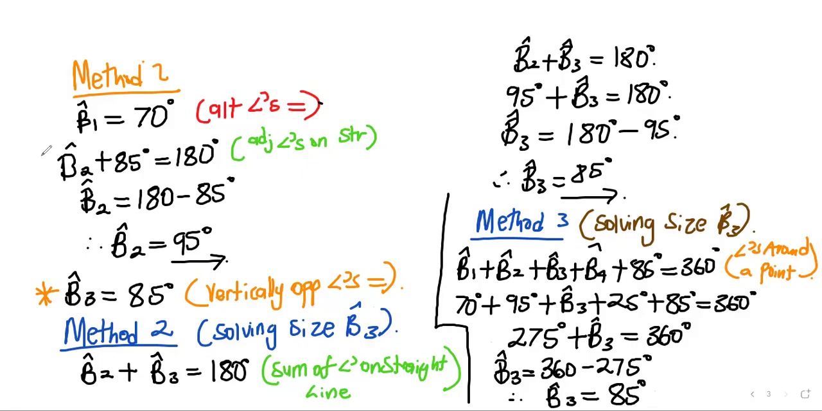So do you see that I'm teaching you many ways to kill a cat? That is method number 3, we got 85. Method number 2, which is this one, we got 85. Method number 1, we got 85. So there's no way you can struggle with maths as I'm teaching you.